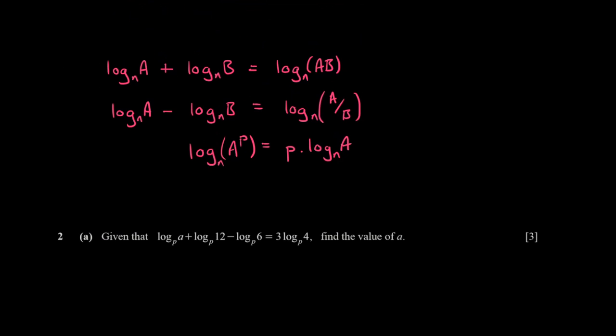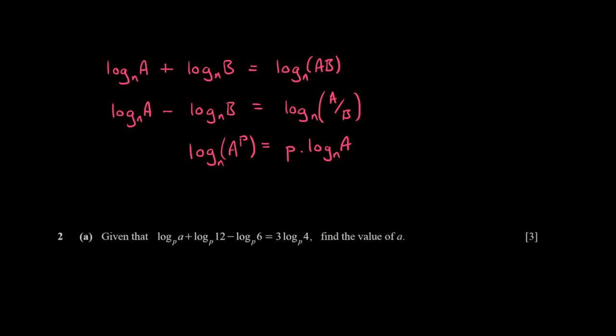Okay, then question 2, which is a basic logarithms question. Before we start it, let's review the logarithm rules. We've got 3 key ones. Log A plus log B is log A times B. Log A minus log B is equal to log A over B. And log A to the power of P is equal to P log A. In other words, you can take that power and bring it down to the front.